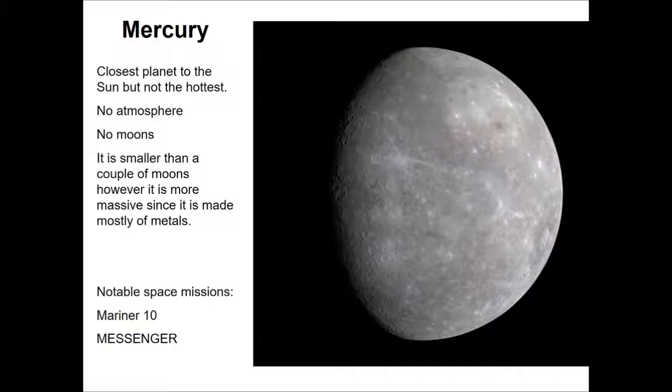But anyway, no moons again. We visited this a couple times. Mariner 10 was a mission way back in the 70s and 80s, and that was the first trip we went there. And then most recently was Messenger. That was an orbiter. It orbited for a while, took lots of pictures, which is the source of this picture here. And then it crashed into the surface.